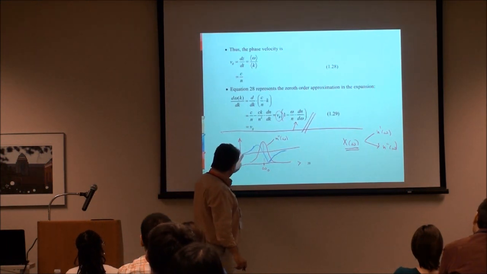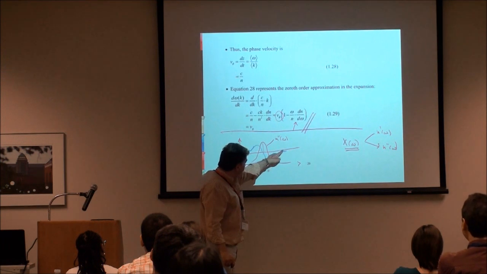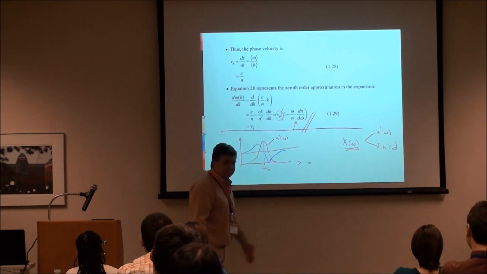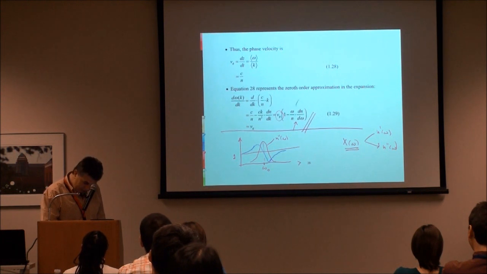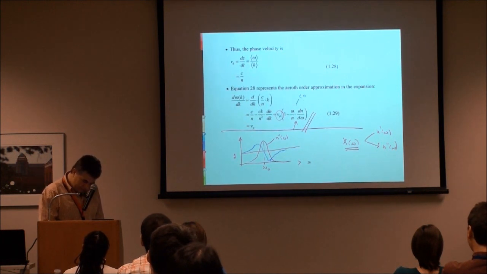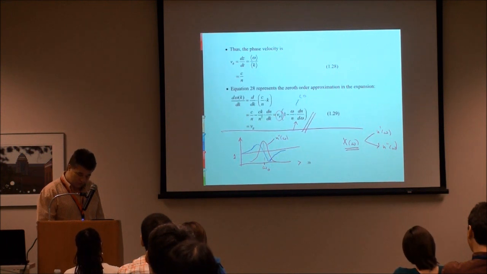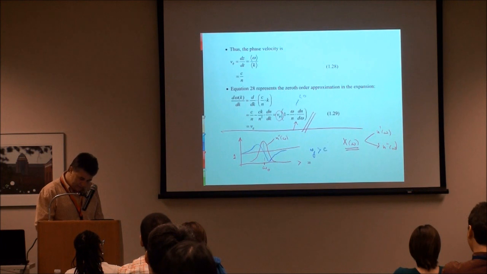So you see, dn/dω is positive here, positive here, but here it is negative. Which means that this can be negative around a resonance. Which means that group velocity is greater than c at around the resonant frequency.